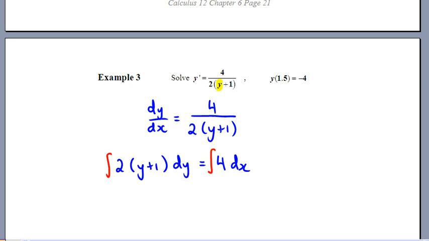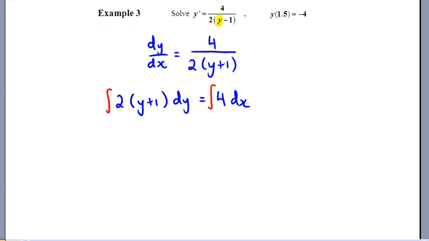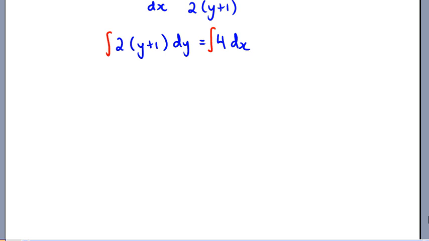Okay, this is where it gets a little bit strange. It turns out there are a couple of options for how to integrate that left-hand side. Integrating the right-hand side is actually pretty easy, right? It's just going to be 4x. But what are we supposed to do with that left-hand side?